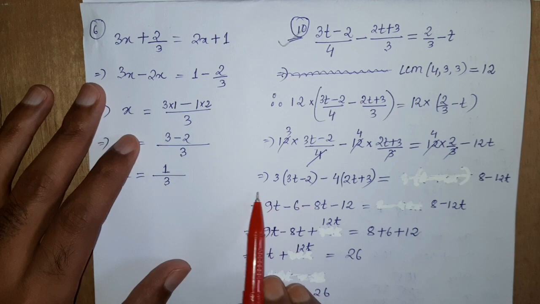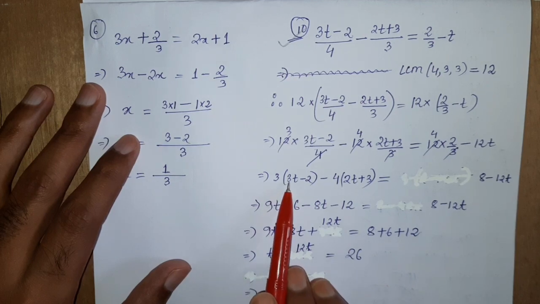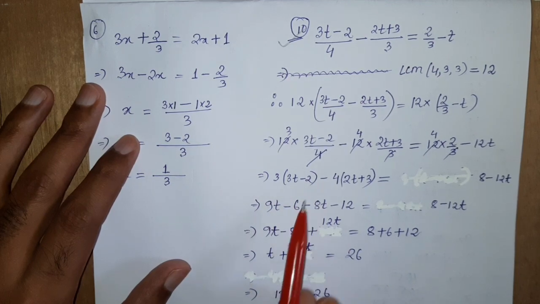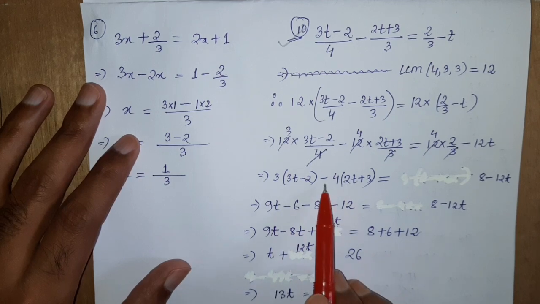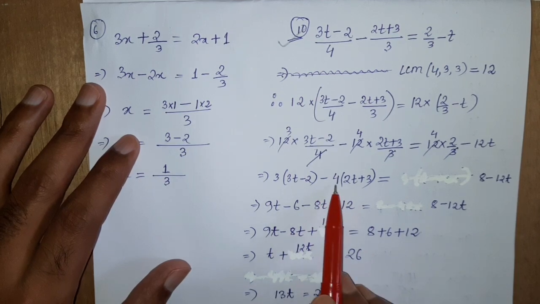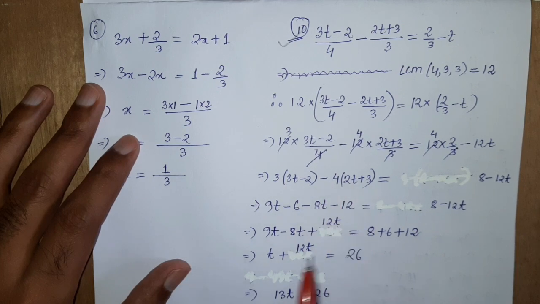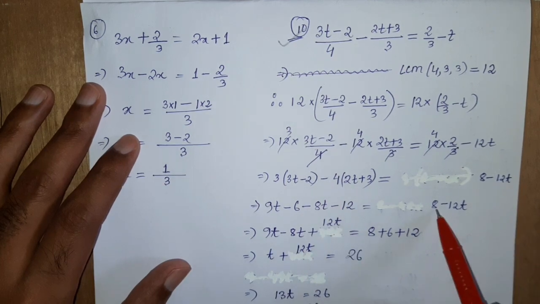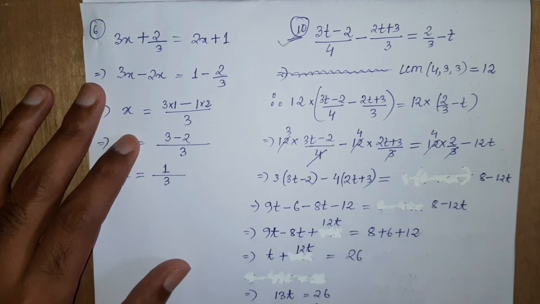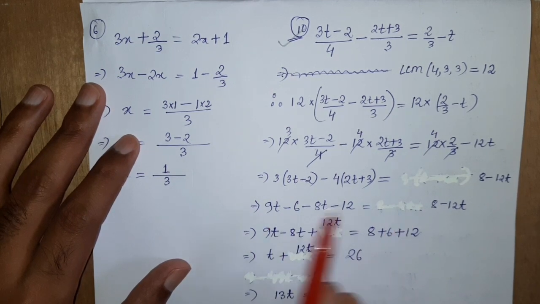Now next, multiply. 3 3 is 9t, 3 2 is 6, sign minus. Minus sign, 4 2 is 8, minus, minus plus. Minus, 4 3 is 12, okay. There is nothing to multiply, it will remain the same.